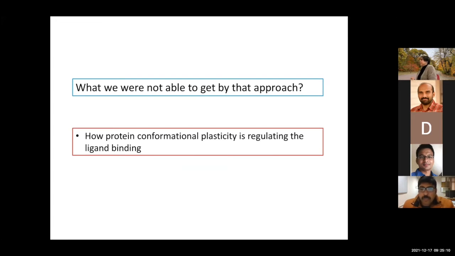But there were a few problems which we were not able to solve with these very good CVs. What we did not achieve using these excellent CVs was understanding how protein conformational plasticity is regulating the ligand binding. We can see that the ligand is going, waiting, and entering into the pocket, and there are multiple pathways, but we were not able to get how the protein is acting on the ligand. Are the protein conformations playing a crucial role for the ligand to select its final bound state, or is the ligand just the trigger point for the binding of the final bound state?